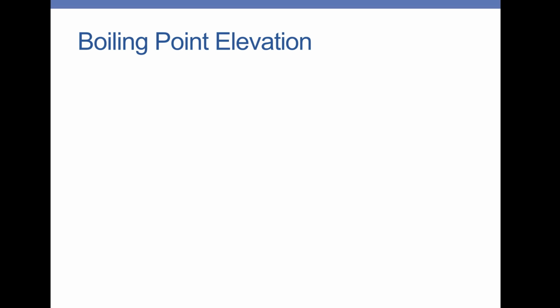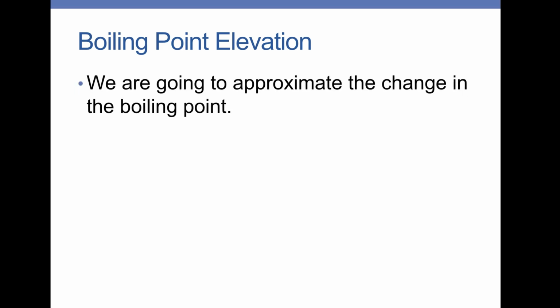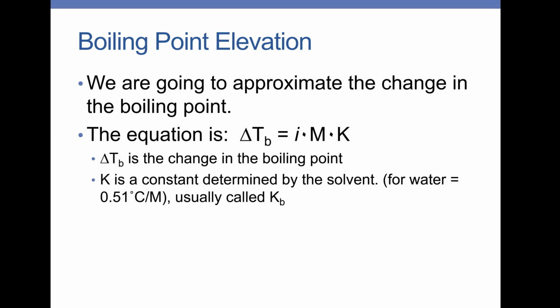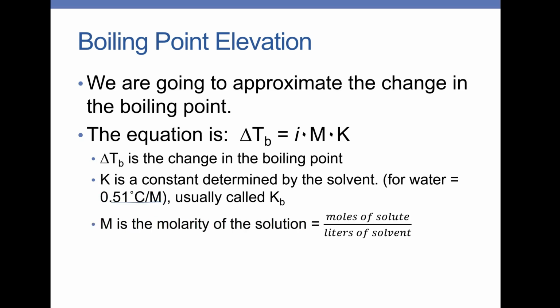Okay, we're going to do a calculation with it. We are going to approximate on the calculation here. We're not going to do the actual calculation. It's not very hard, but we're just going to stick with the approximation. There's the equation. Please put it in your notes. The little triangle means change in. So delta TB means the change in the boiling point, how much the boiling point changes by. And then K is a constant, and it's determined by whatever solvent you're using. This is the value for water. We'll give it to you.